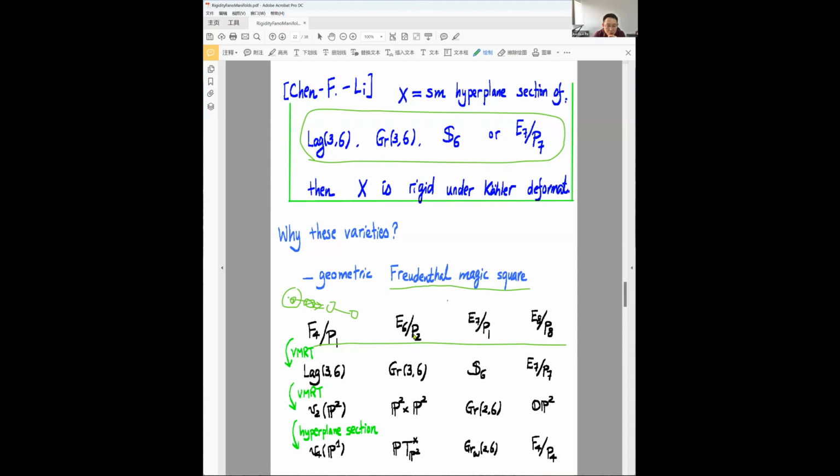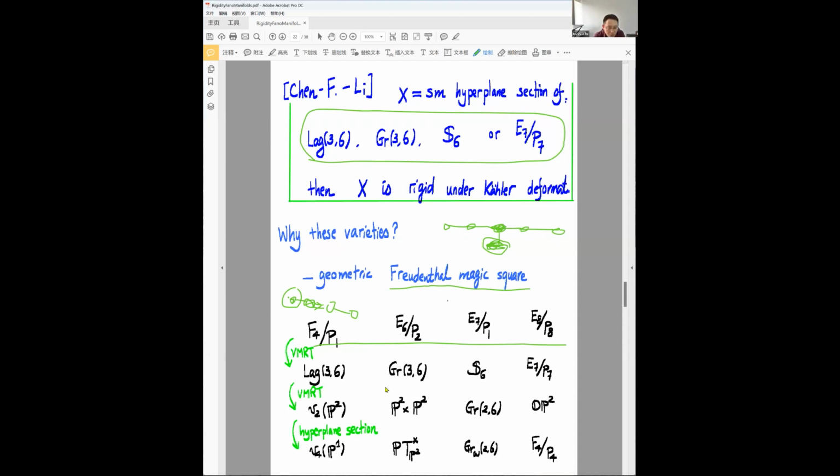And similarly for this E6 mod P2, you get the Grassmannian G(3,6). Because E6, 1, 2, 3, 4, 5, mod P2. P2 means you mark this point. And then for the VMRT, you remove this point, and then you mark this point. So this is just the Grassmannian G(3,6). So you get this one, and so on. The others are the same.